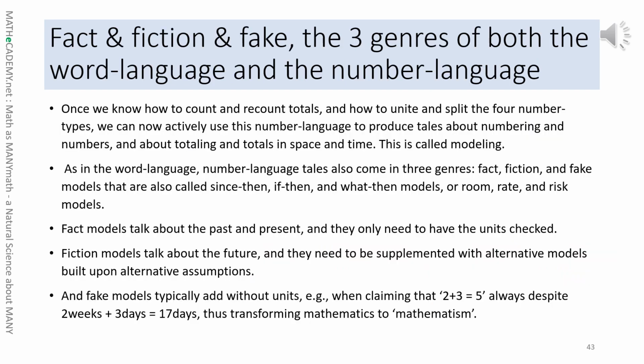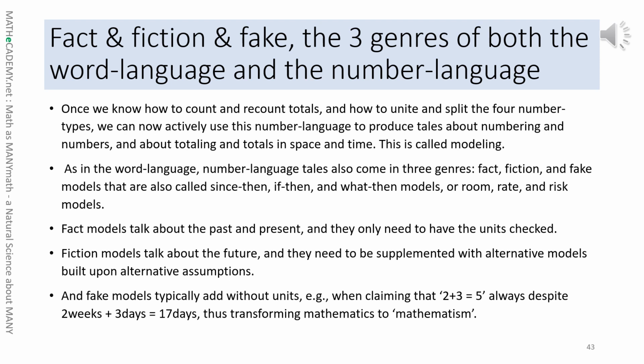Fact and fiction and fake, the 3 genres of both the word and the number language. Once we know how to count and recount totals, and how to unite and split the 4 number types, we can now actively use this number language to produce tales about numbering and numbers, and about totaling and totals in space and time. This is called modeling. As in the word language, number language tales also come in 3 genres, fact, fiction, and fake, models, that are also called since then, if then, and what then, models, or room, rate, and risk, models.